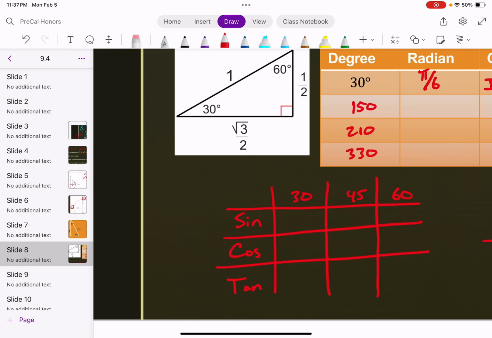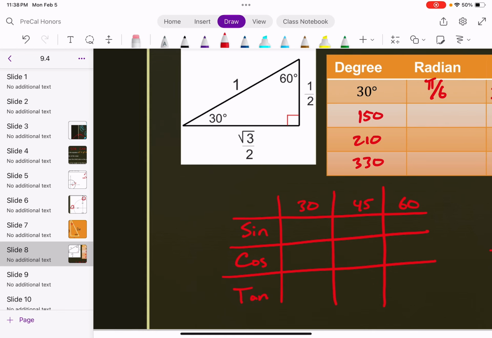Now, once you have everything lined off, it's just a matter of figuring out exactly what it is that we're looking at. So, our 30 in radians would be pi over 6. Your 45-degree angle would be pi over 4. And the last, 60, would be pi over 3.